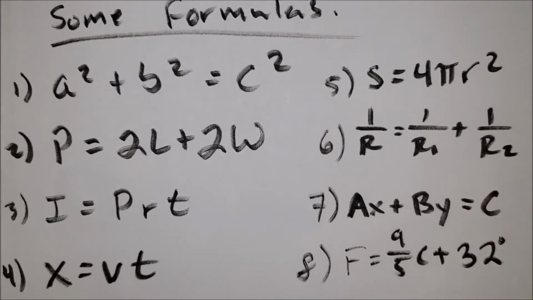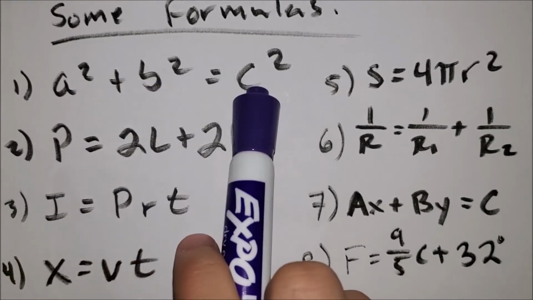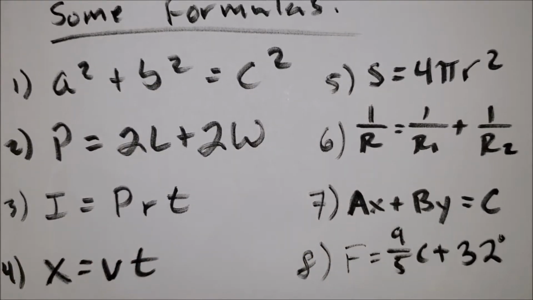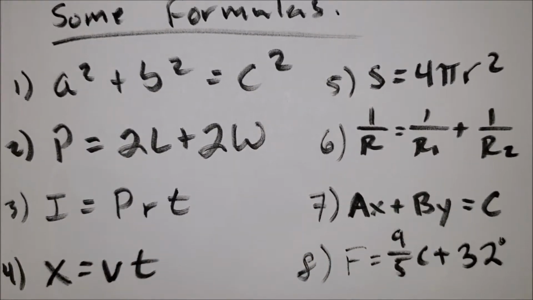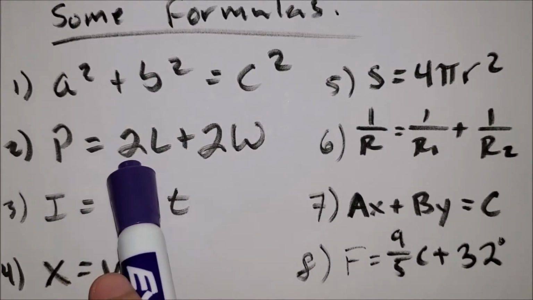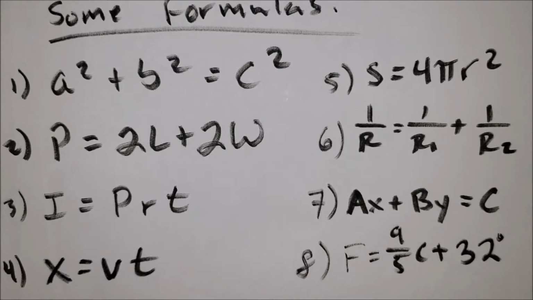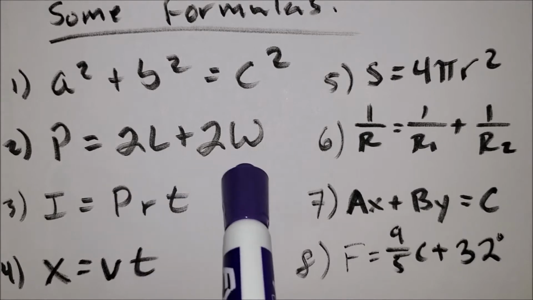So we have here the Pythagorean theorem, which states a squared plus b squared equals c squared. This formula tells us the relationship between the hypotenuse and the legs of a right triangle. P equals 2L plus 2W is the formula for the perimeter of a rectangle with length L and width W.